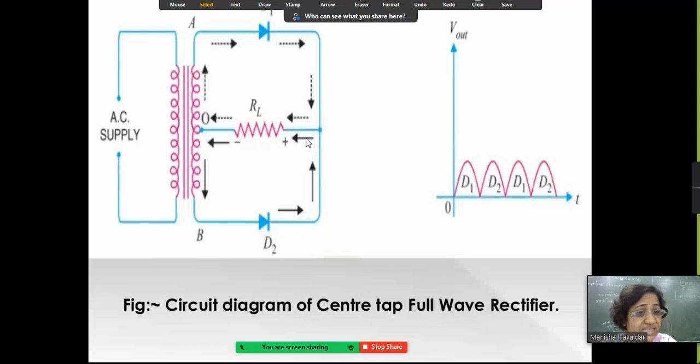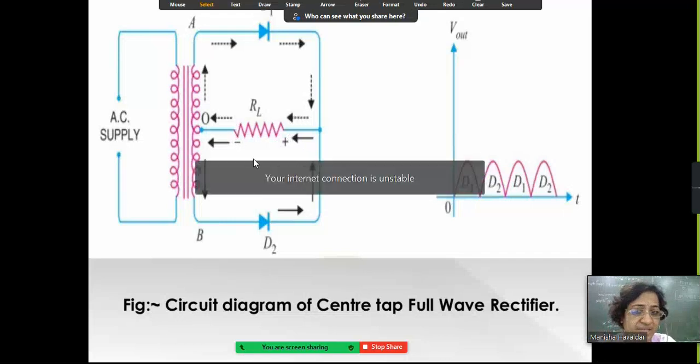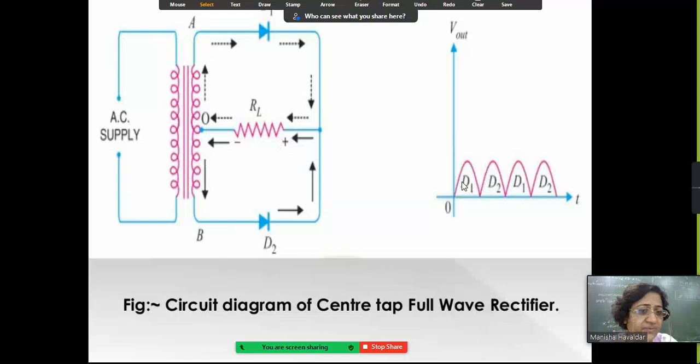Again see that through this load resistance, current is unidirectional. The direction in which it was flowing in the first half of the cycle, in the same direction it flows in the second half of the cycle. The only thing is, in the first half cycle D1 was in forward bias mode, and in the second half cycle D2 is in forward bias mode.